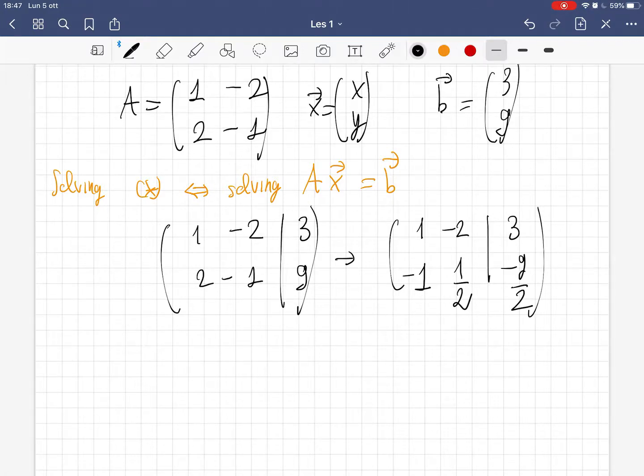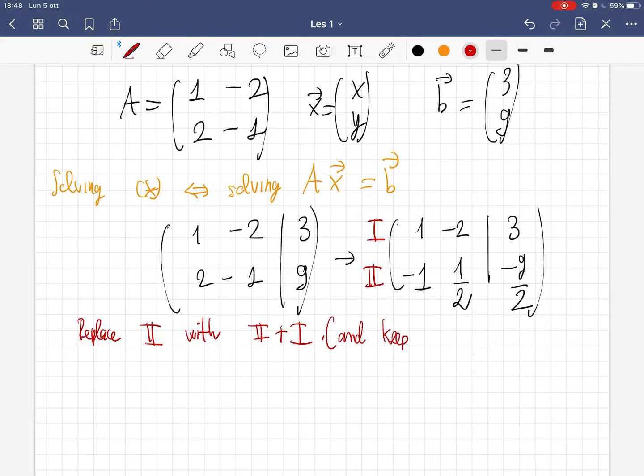Okay. And now another allowed operation you can do is you can sum. Let me call this the first and this the second. So you can replace the second. Now replace the second with the second plus the first, and keep the first. So what happens?